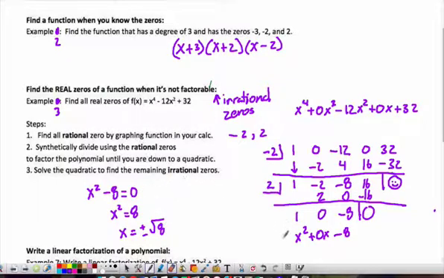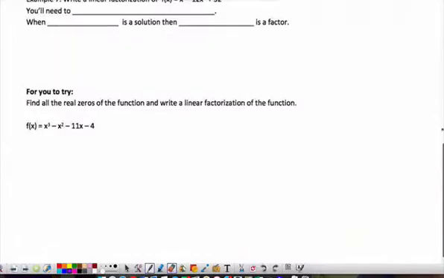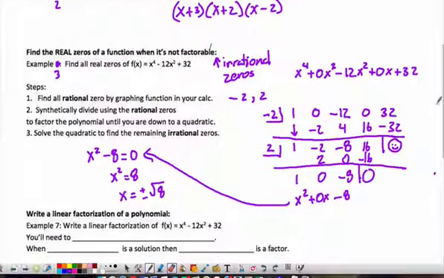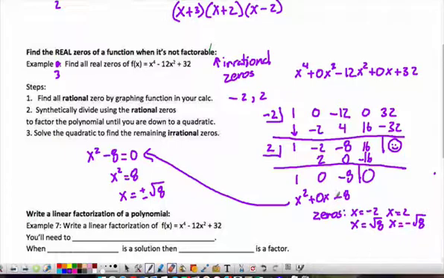All right, so what is my actual answer here? That was just me solving here. So what is the actual answer? Well, we were told to find the zeros. So our zeros are x equals -2, x equals 2, x equals positive square root 8, and x equals negative square root 8. That is our answer here.